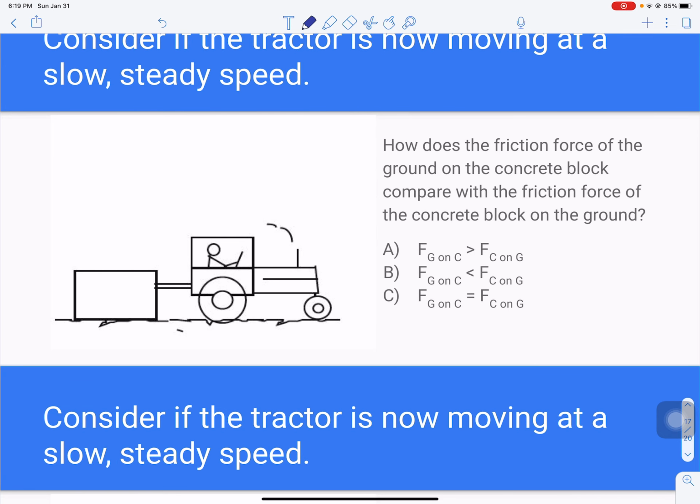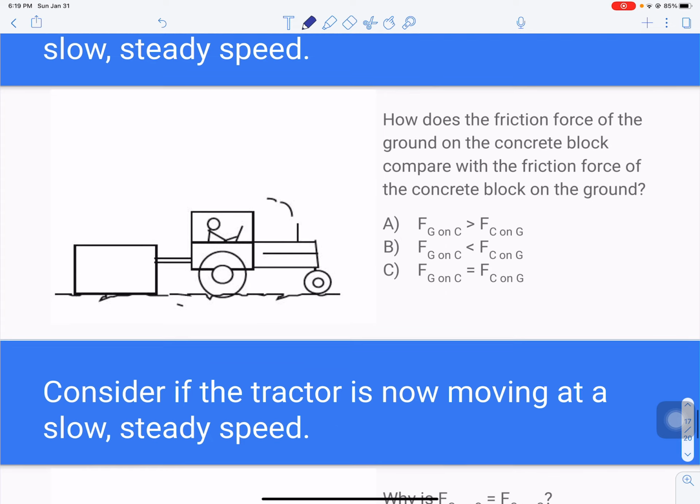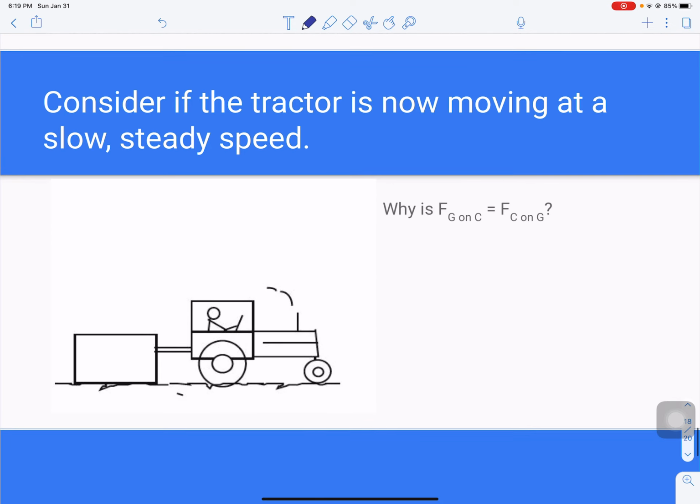Okay, so they should be equal. That's what you should have found with your spring scales. And the question is why? And the answer is because, again, we just look, same letters, all we're doing is reversing. This is a Newton's third law pair. We are looking at the same interaction. We're just looking at it with either the ground as the object or the concrete block as the object.